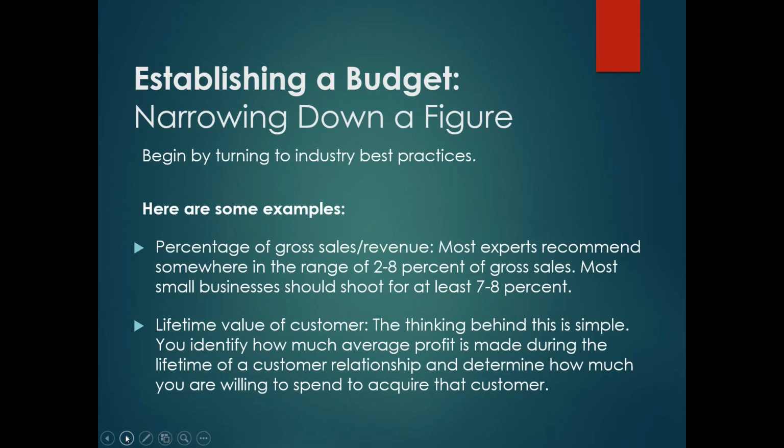It's the thinking behind it. You would identify how much average profit is made during the lifetime of a customer relationship, and take your average lifetime customer relationship and determine how much you're willing to spend to acquire that customer. That's another way, and that's probably going to come down to a percentage as well. So I think using a combination of the two is probably a wonderful way to approach it.